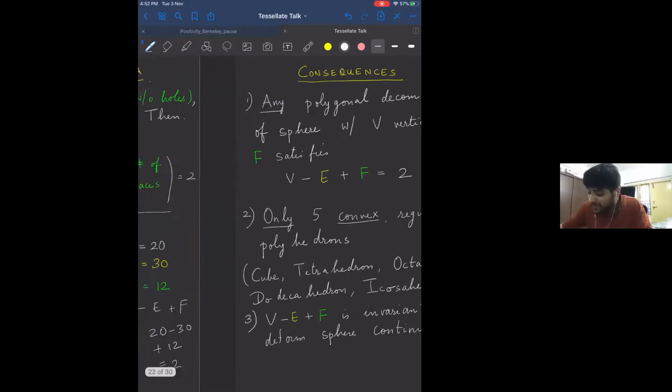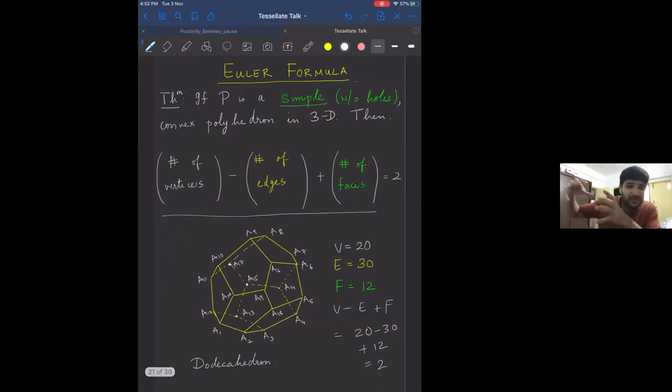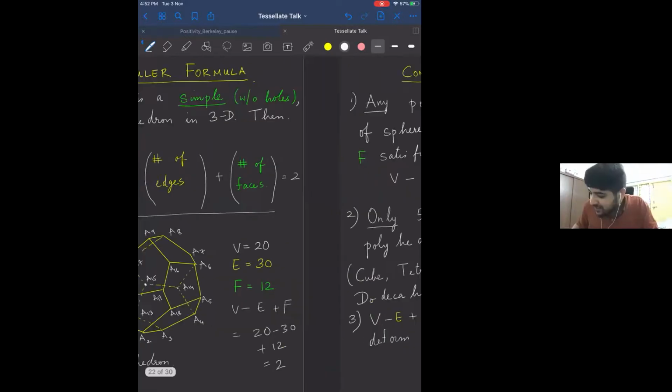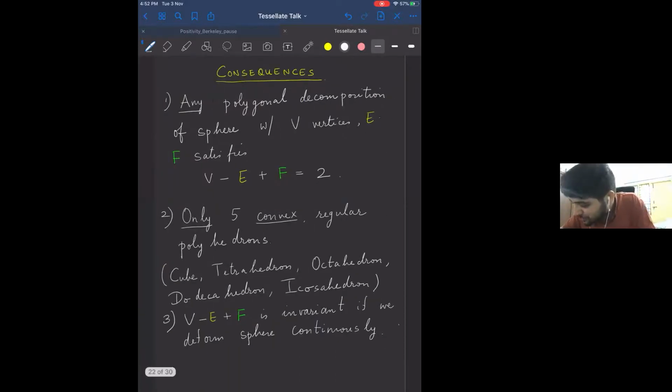So another way of thinking of this Euler formula is, instead of thinking of polyhedrons in R3, which are simple and convex, you can actually think of polygonal decompositions of the sphere. And then, of course, you count the number of vertices, edges, faces. You do this alternating sum, you always end up with 2. Okay. And in fact, this is an extremely powerful invariant. Invariants are always extremely useful in mathematics.